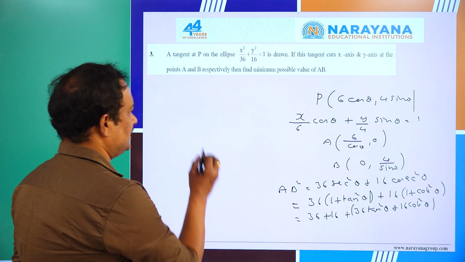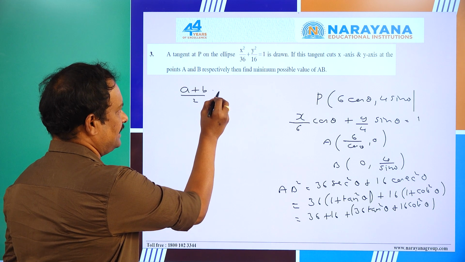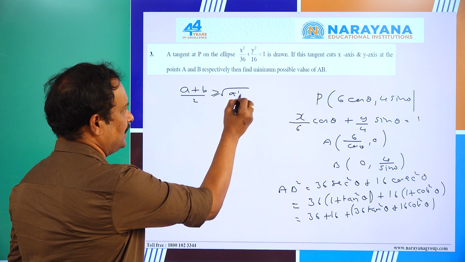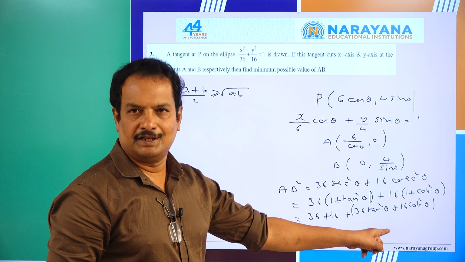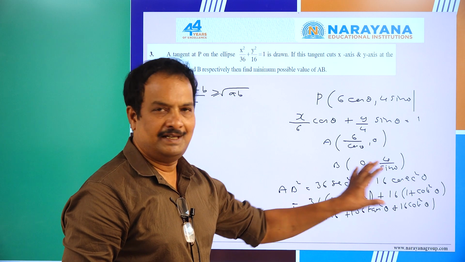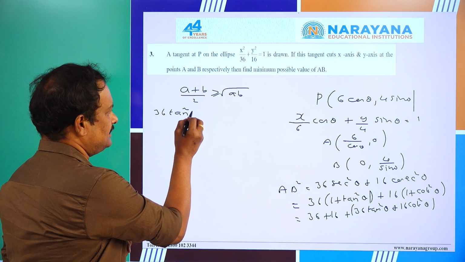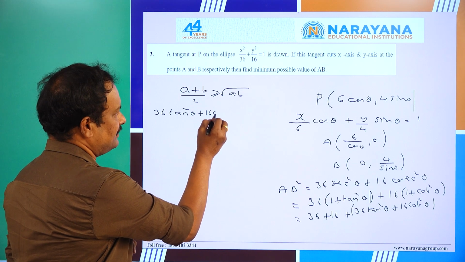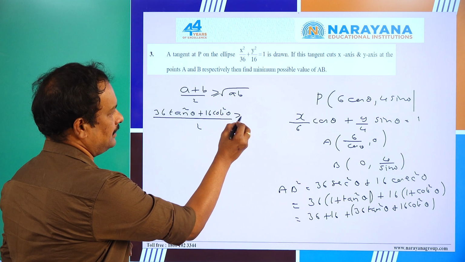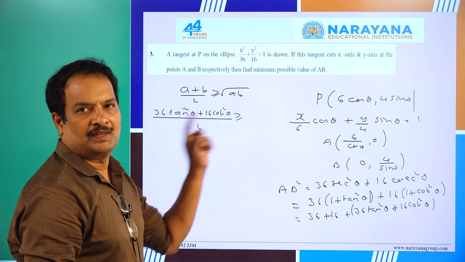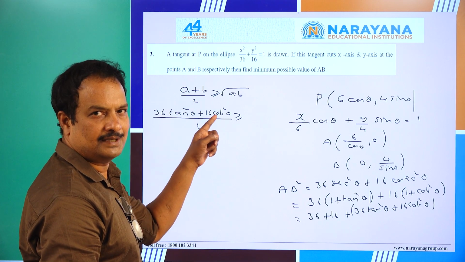So what is the least value of 36 tan square theta plus 16 cot square theta? Just use the formula a plus b by 2 is greater than or equal to root over ab. That is the AM greater than or equal to GM concept. So we will apply that for only this part, something like a plus b there. So 36 tan square theta plus 16 cot square theta, whole divided by 2, is greater than or equal to the square root of the product of these two. That is nothing but 36 into 16 into cot square theta into tan square theta.